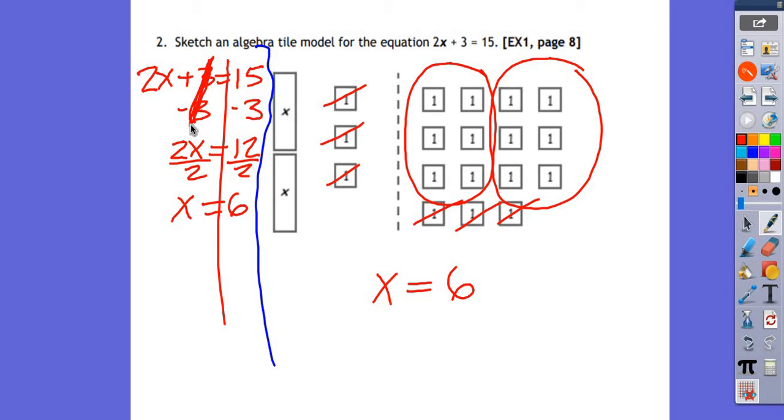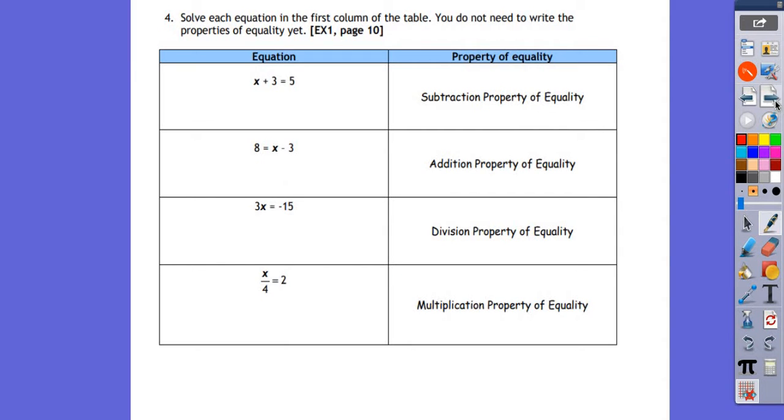Okay, I want to skip to problem 4. In problem 4, I have some properties written in the chart that you need to write down real quick, and then I'm going to solve these problems. The first one is the subtraction property of equality. Next is the addition property of equality. Next is the division property of equality. And the last one is the multiplication property of equality. Then I'll explain what they mean.